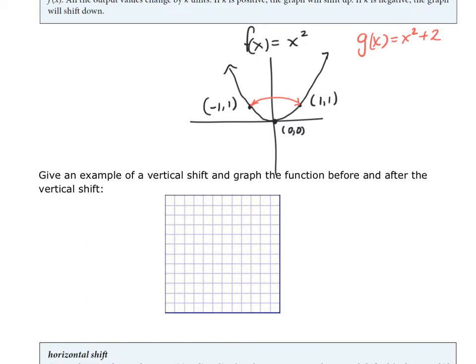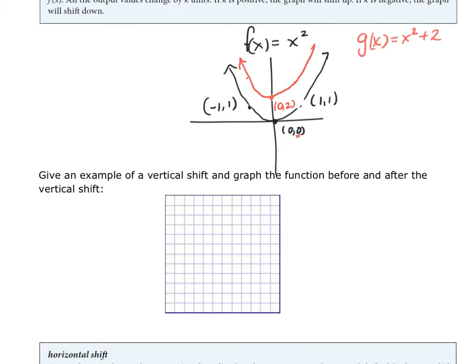So for my example, the parent function that I chose was the x squared. And then if I had the x squared plus 2, what that would do is I'd move my y value up by 2. So this will go up to the point 0, 2. And then this point and this point will also go up 2. So this is what my shifted, not drawn well, graph would look like.